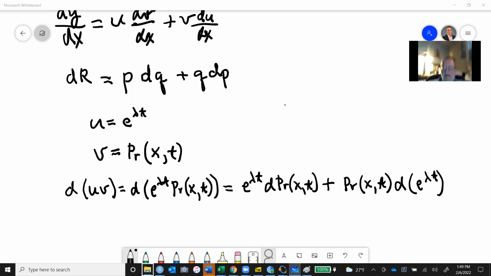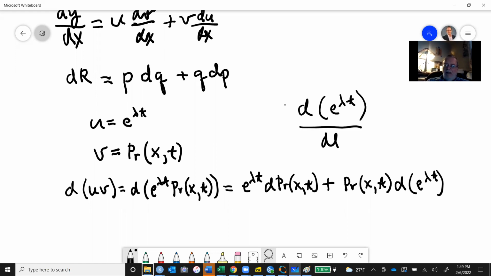Now, one more calculation. The derivative of e to the lambda t, in this case t is the small change as opposed to x, is equal to lambda e to the lambda t. So pretty straightforward. This has a special name, by the way, but we'll leave that off for the moment.